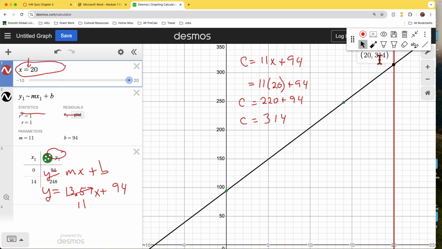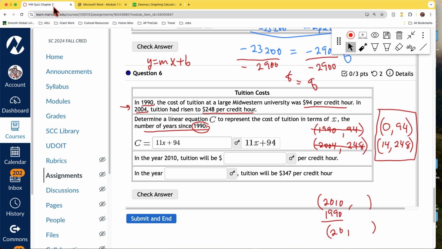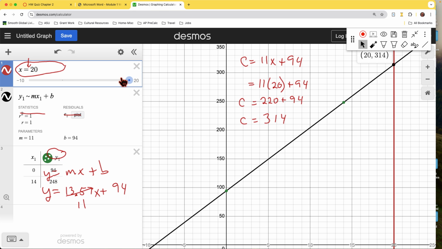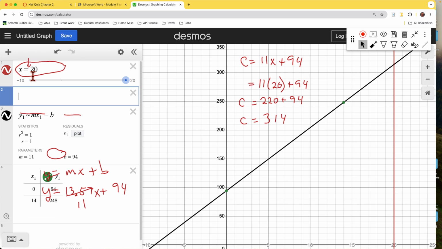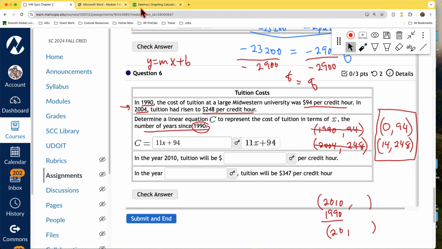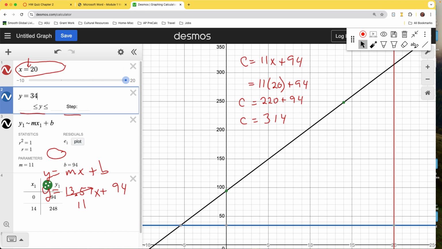Last one, and then I'll let you guys go because we've used up all our time. And then the last one, in the year blank, tuition will be 347. Watch how we can do this one. 347 is a cost. It's a y equals. Come back to Desmos. We're going to add an expression: y equals 347.